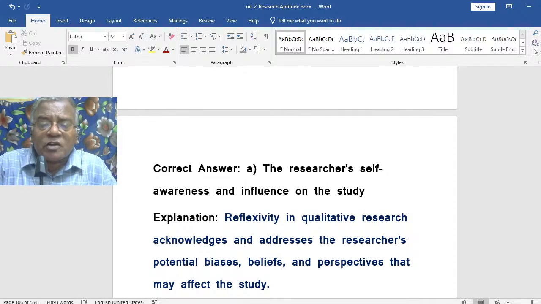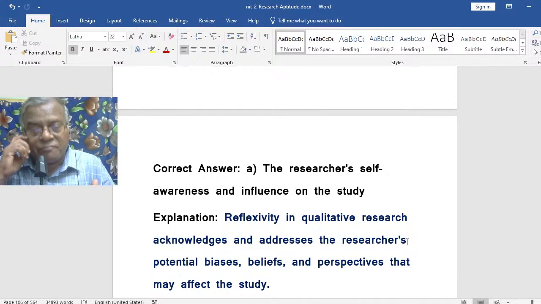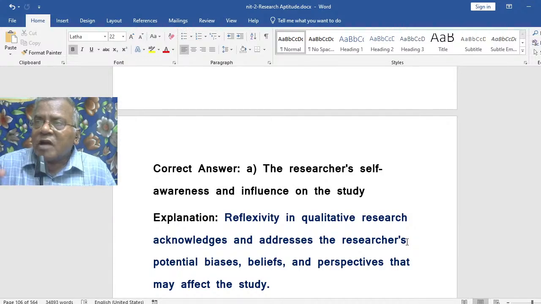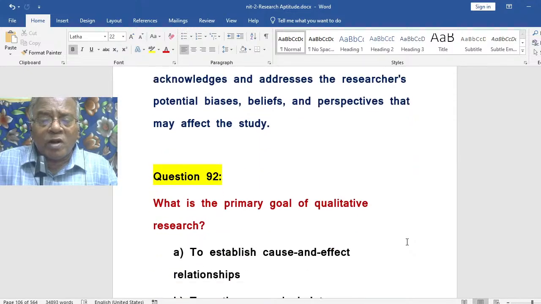So reflexivity in qualitative research acknowledges and addresses the researcher's potential biases, that is prejudices, likes and dislikes, beliefs and perspectives that may affect the study. What he has internally may affect the study, so he has to be a little careful. In order to arrive at an objective result, he needs to indulge in self-reflection, that is reflexivity. The researcher's self-awareness and influence on the study, that is called reflexivity in qualitative research.